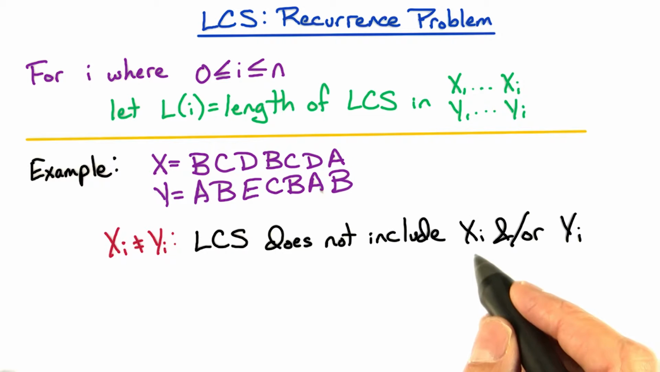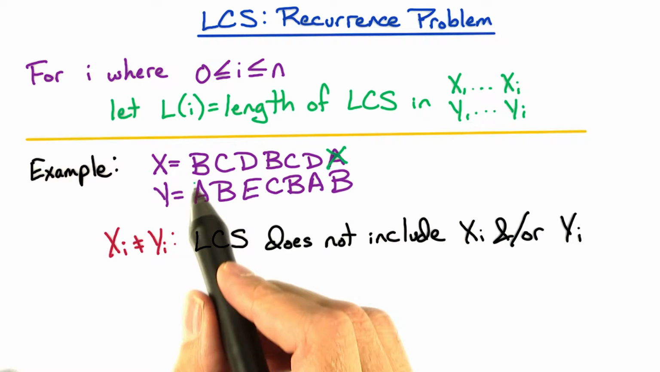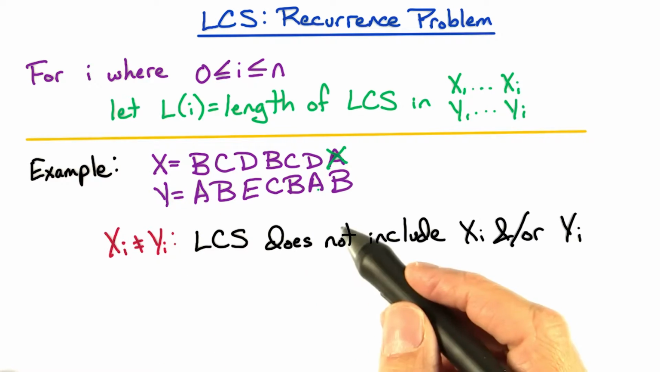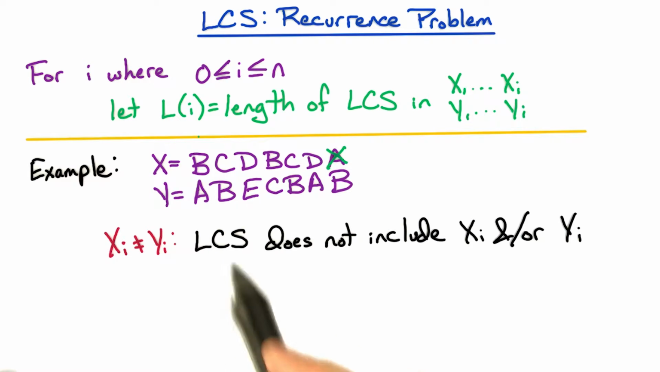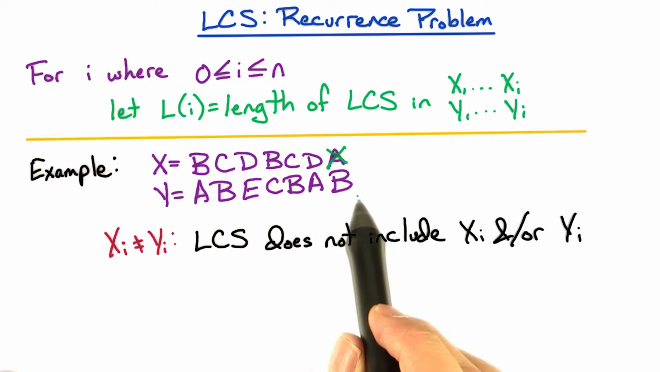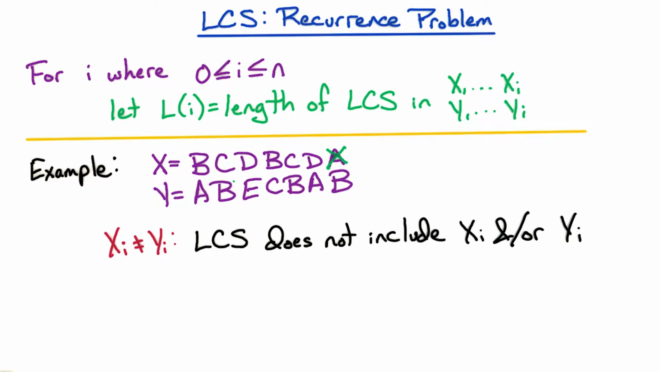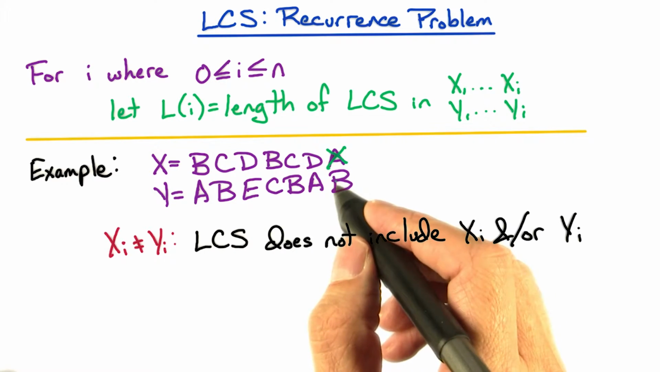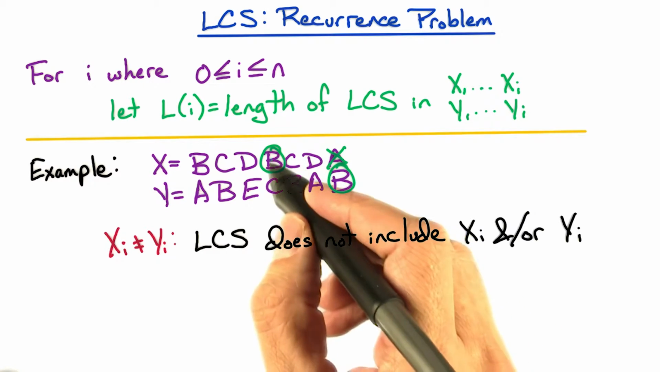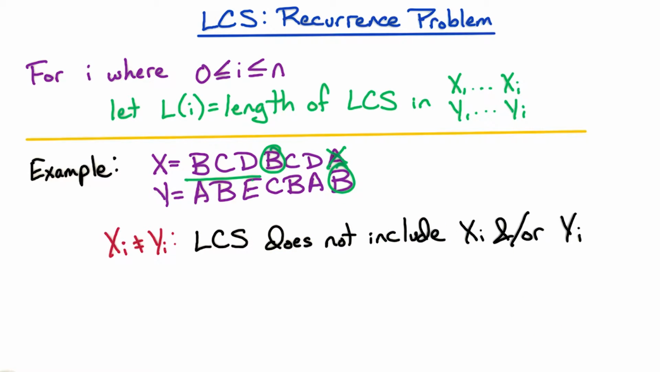Now what happens if just xi is dropped? Well, then we have a prefix of length i minus 1 in x, and a prefix of length i in y. So we have no way of looking this up in our table. The solution to this subproblem is not in our table, because the prefixes are of different length in x and y. And notice, even if we knew what yi is matched up with in x, for instance, if we knew this b was matched with this b, then we have a prefix of length 3 in x, and a prefix of length 6 in y. So they're still of different length.